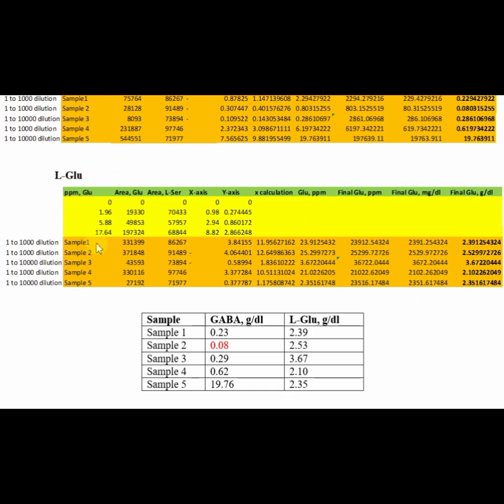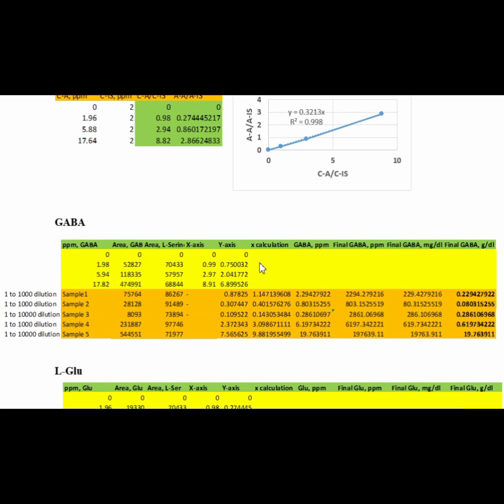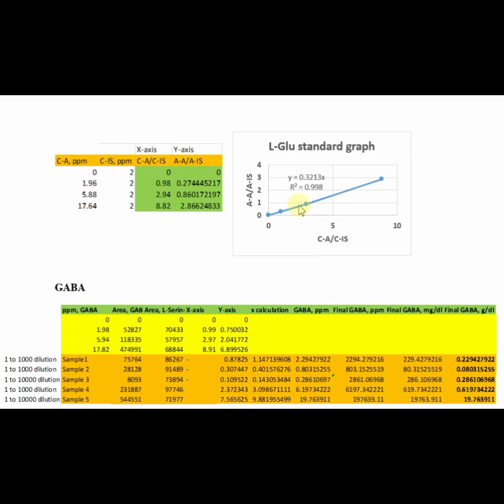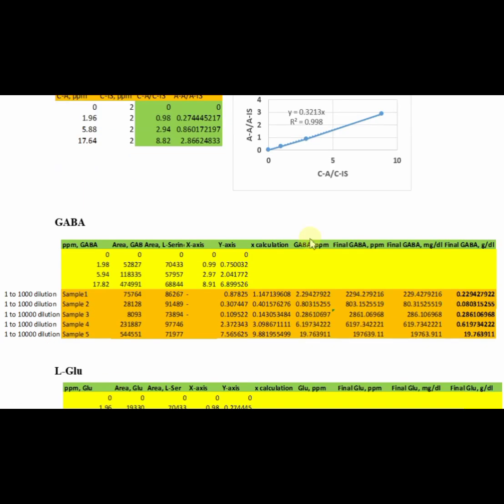Likewise for L-glutamate concentration, this is the ppm L-glutamate used for standard curve determination, and this is HPLC area of glutamate. This is area of L-serine. Then we can calculate the x-axis, y-axis. Then we can calculate x value by dividing this y-axis by the slope of L-glutamate. Slope of L-glutamate. Sorry, I made a mistake in the case of GABA.